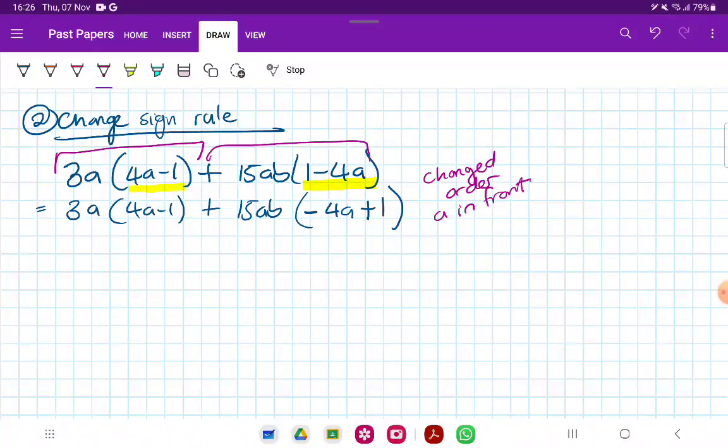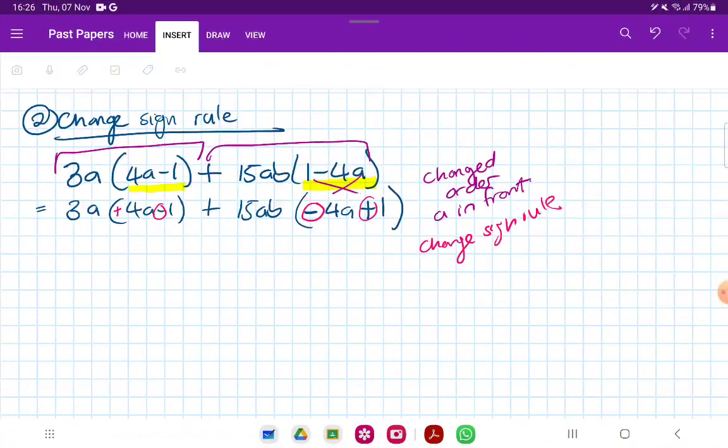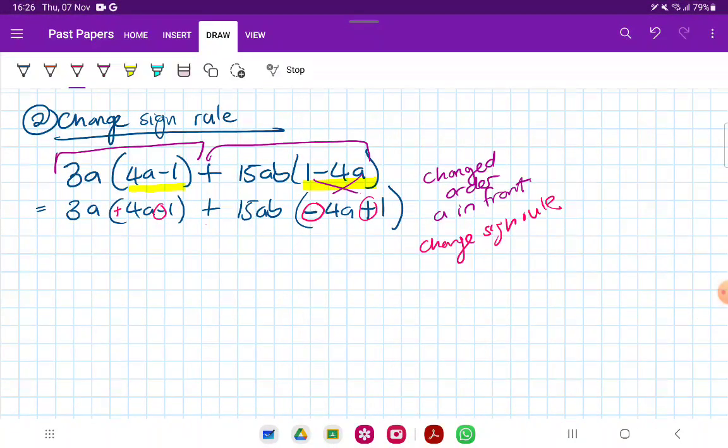Okay, I swapped it around like that. Having done that, it almost looks the same, but the problem is that this is negative and that's positive, that's negative and that's positive. So now I'm going to apply the change sign rule. The change sign rule says all the signs change. That will be outside, inside, inside.